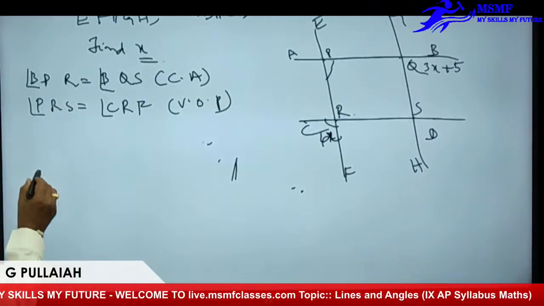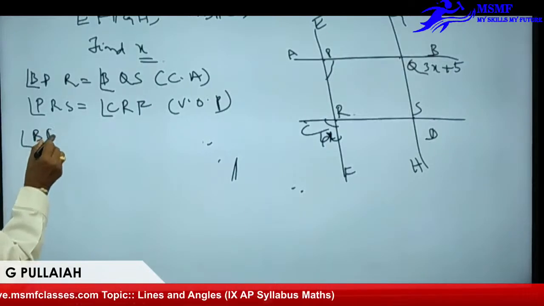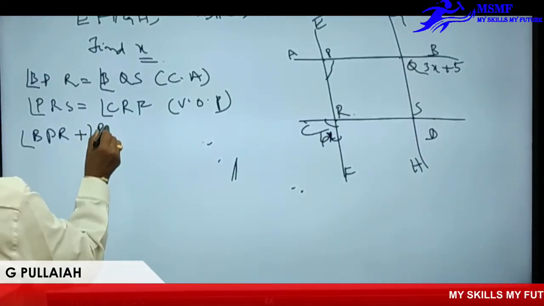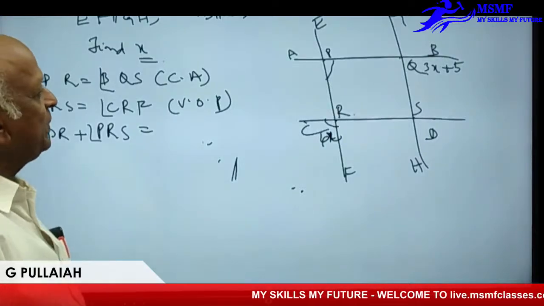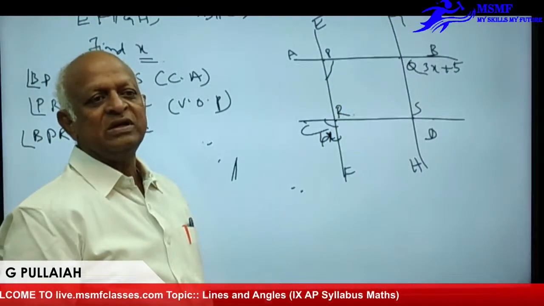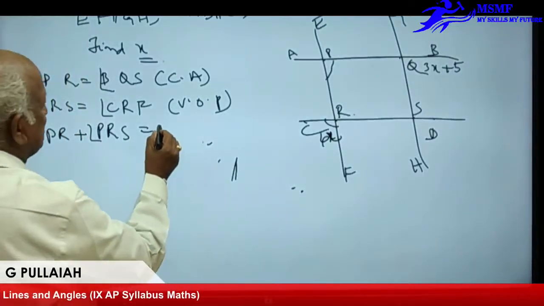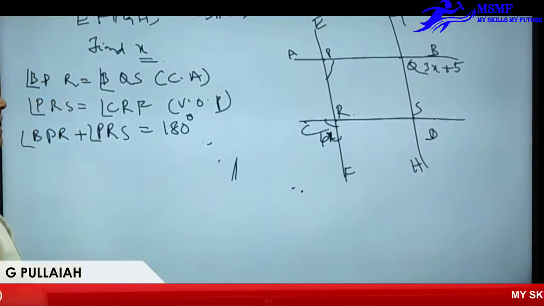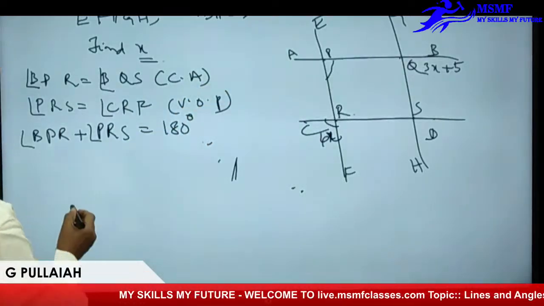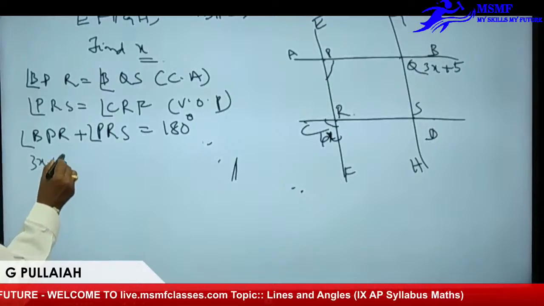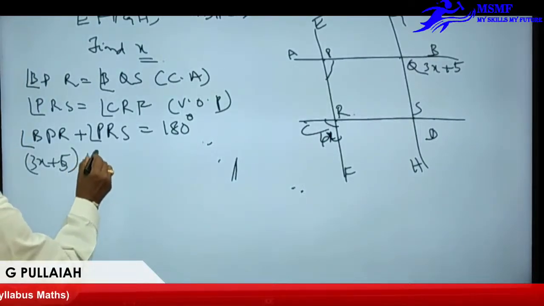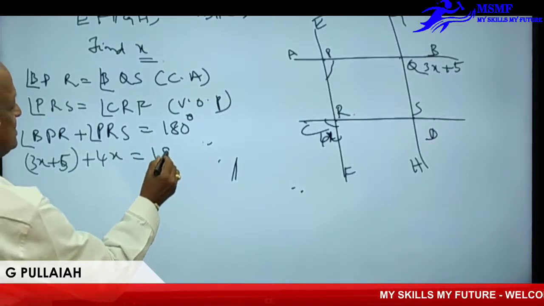Clear? Now here we can say angle BPR plus angle PRS. Observe very carefully. They are the co-interior angles on the same side of the transversal. So the sum of these angles is equal to 180. So now angle BPR is equal to BQS, that is nothing but 3x plus 5. And PRS is nothing but 4x. This is equal to 180.